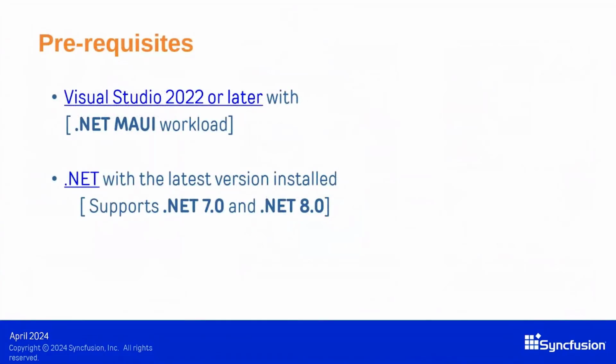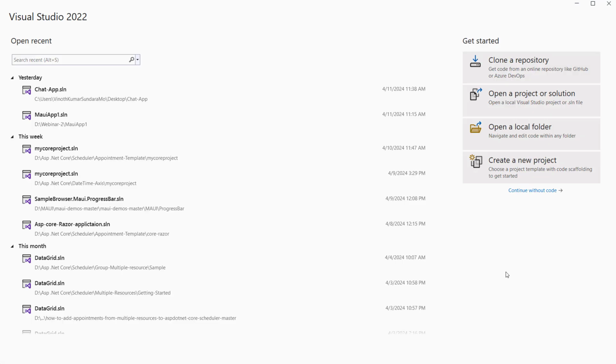Before I begin, let's see the prerequisites to create the application. I have installed the latest version of Visual Studio 2022 with the required .NET MAUI workload. I have also installed the latest version of .NET 8.0 framework. So let me open my Visual Studio 2022.